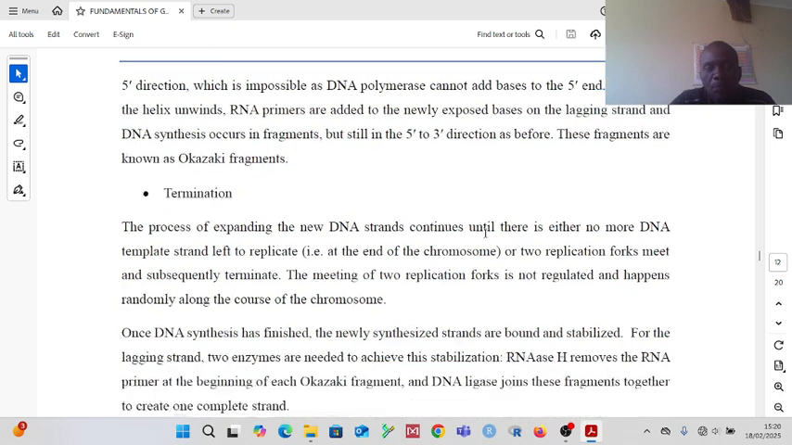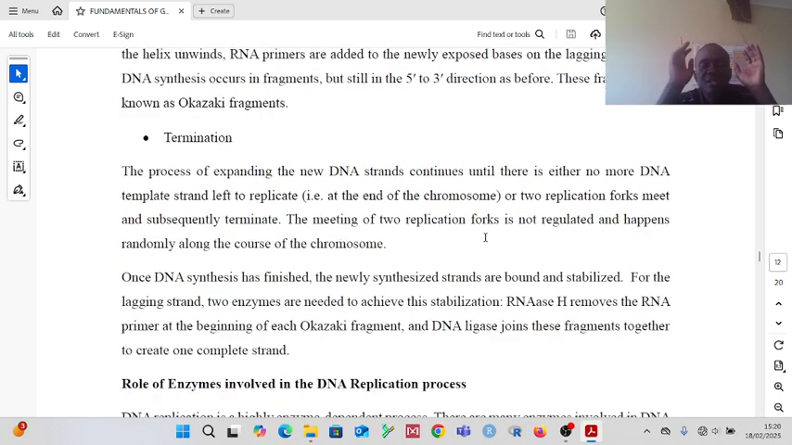Okay. So the termination, which is the stopping, because replication does not take place forever. There has to be something that makes it to do what? To stop. Okay. So the process of expanding the new DNA continues until there is either no more DNA template strand left to replicate, or two replication forks meet and therefore they subsequently terminate.